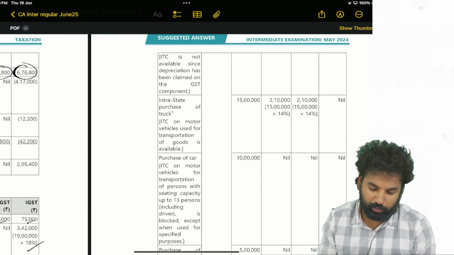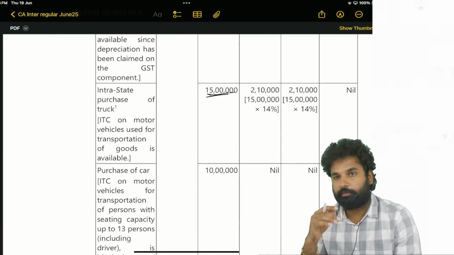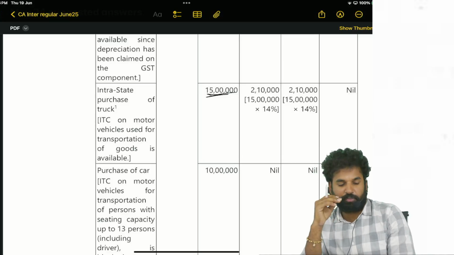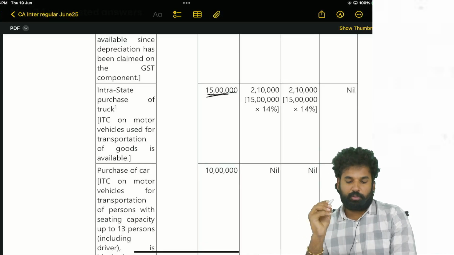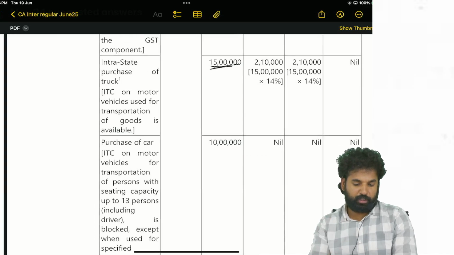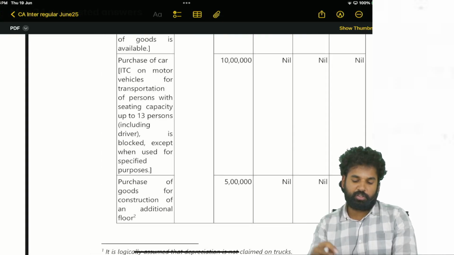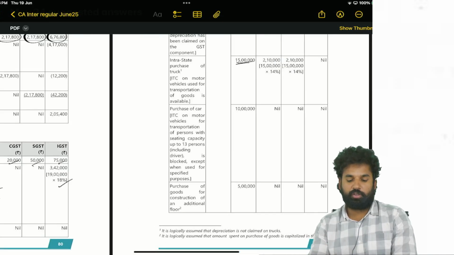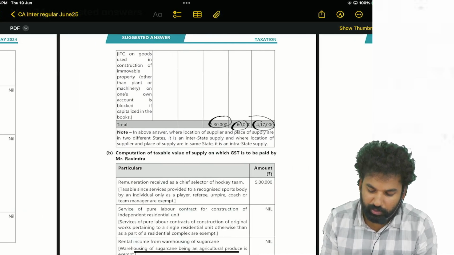Next, interstate purchase of truck 15 lakhs. ITC on motor vehicles used for transportation of goods is available. Okay. So next, purchase of car, it is not available. Purchase of goods for construction of additional floor, that is also not available. So now total ITC 230, 260, 470.